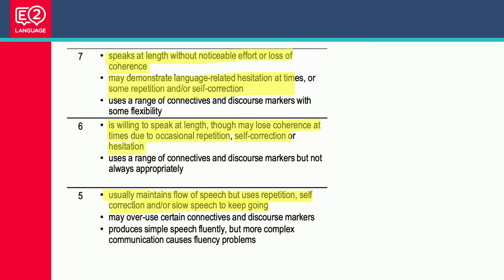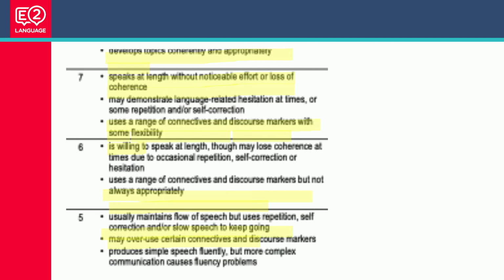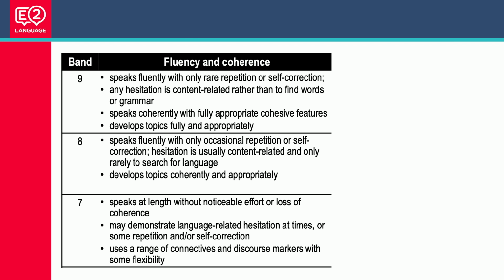At band 5, there's one more feature: produces simple speech fluently, but more complex communication causes fluency problems. So perhaps the speaker can manage simple language, but when things get a bit more complex, then fluency drops. Let's go up and have a look at what happens in band 8 and band 9.